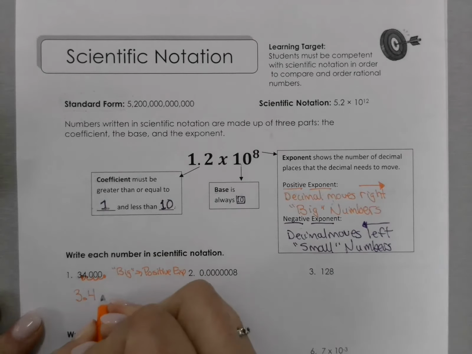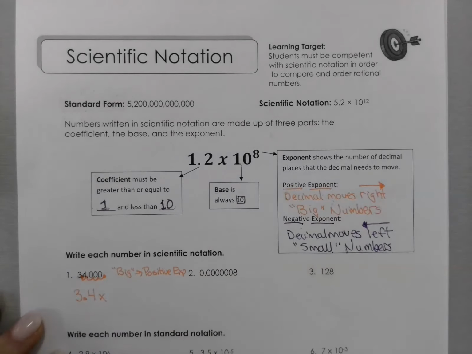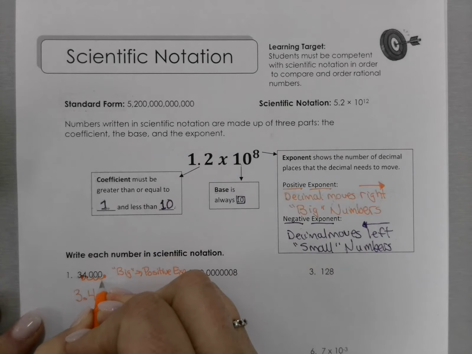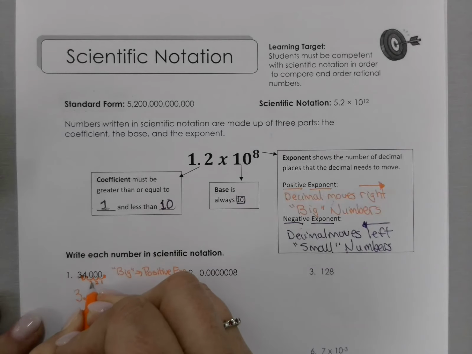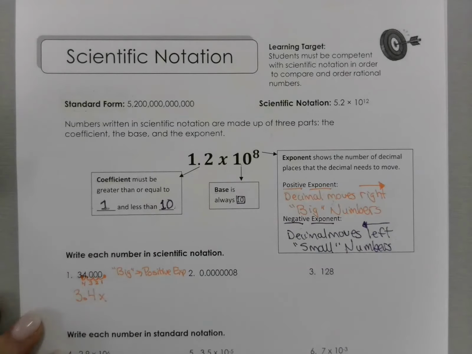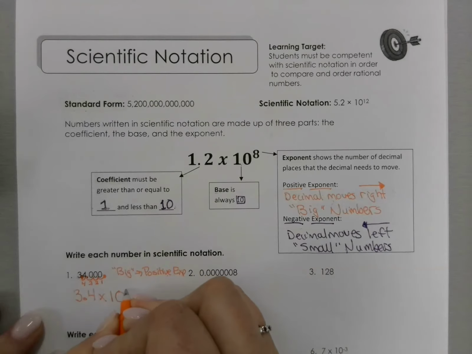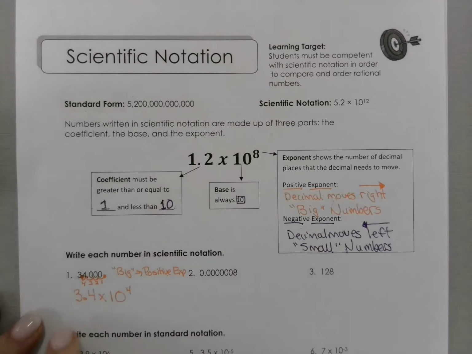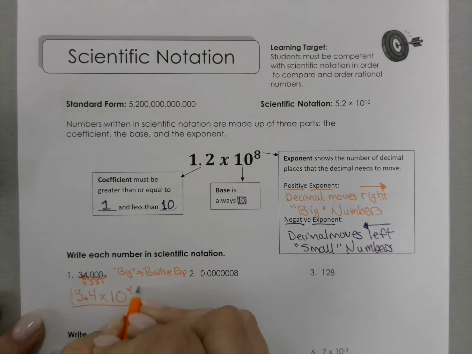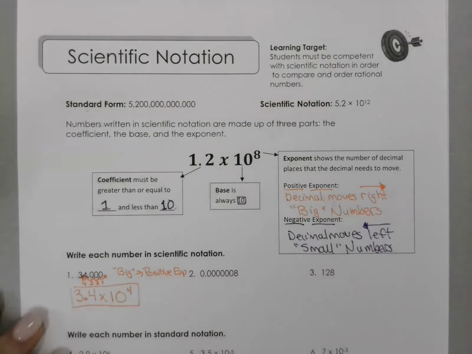Now how many, I got to put my multiplication symbol, places did I move? I moved my decimal 1, 2, 3, 4 spaces. So that is going to be my exponent. Remember, that base is always 10, and it's positive because it's a bigger number. So 34,000 written in scientific notation is 3.4 times 10 to the 4th.